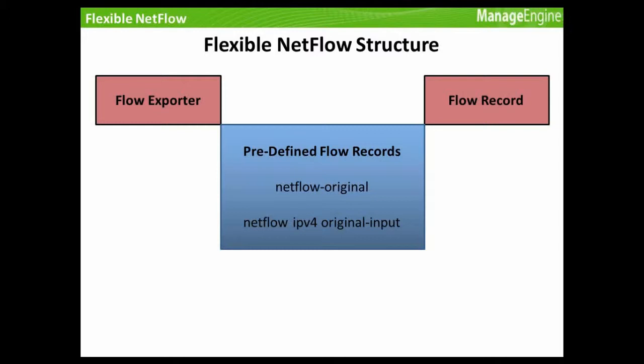So that is the predefined flow record. This way, if you have to adopt Flexible NetFlow but you do not want to define your own key fields and non-key fields, then you can use one of these predefined flow records. Let's see what comes up next on the screen.